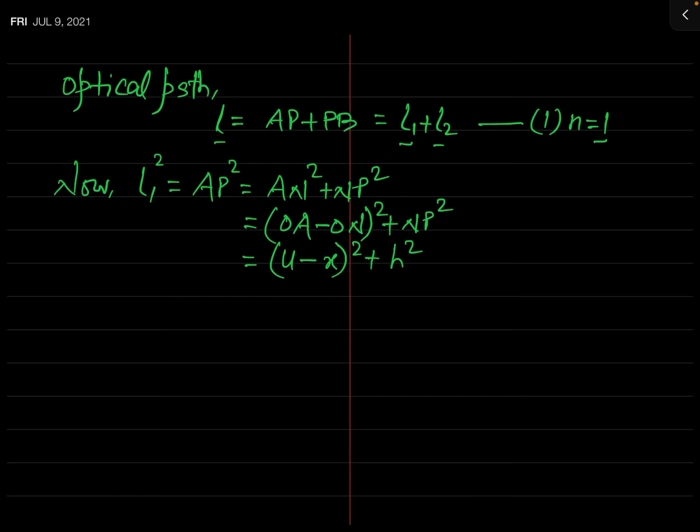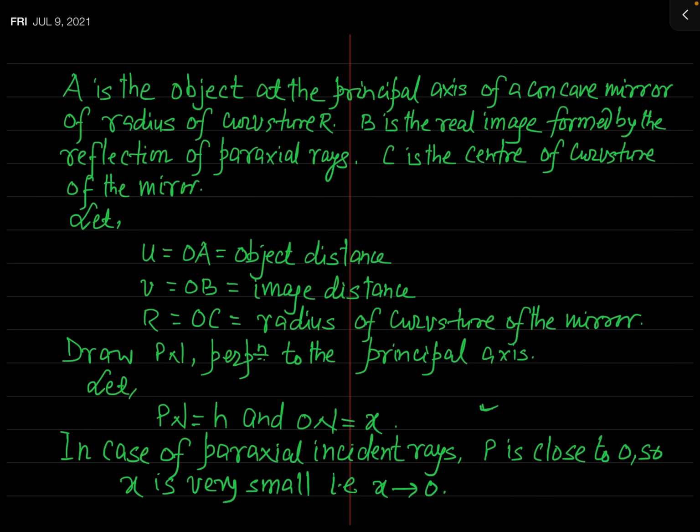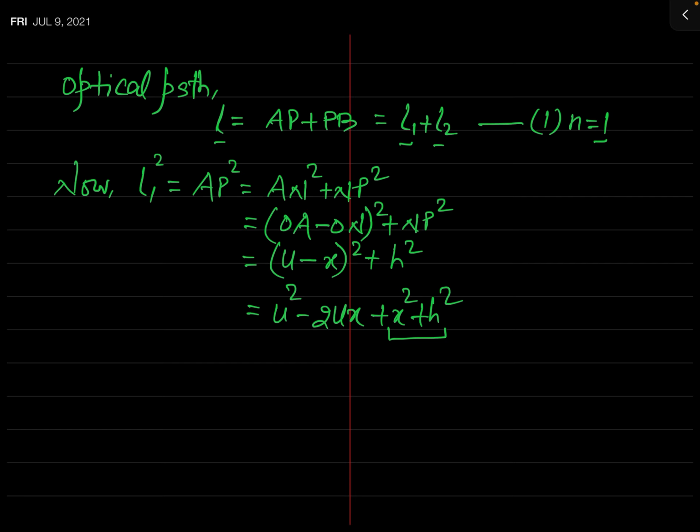Now let us simplify it. You can see this will be U square minus 2ux plus x square plus h square. Now see this, x square plus h square. You can see here this x square plus h square is equal to 2rx. We have already found it. So let us substitute the value of x square plus h square, which we have already found.